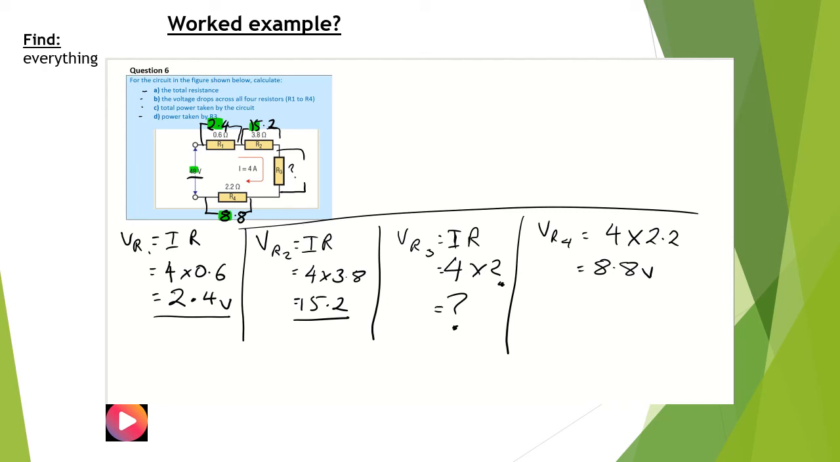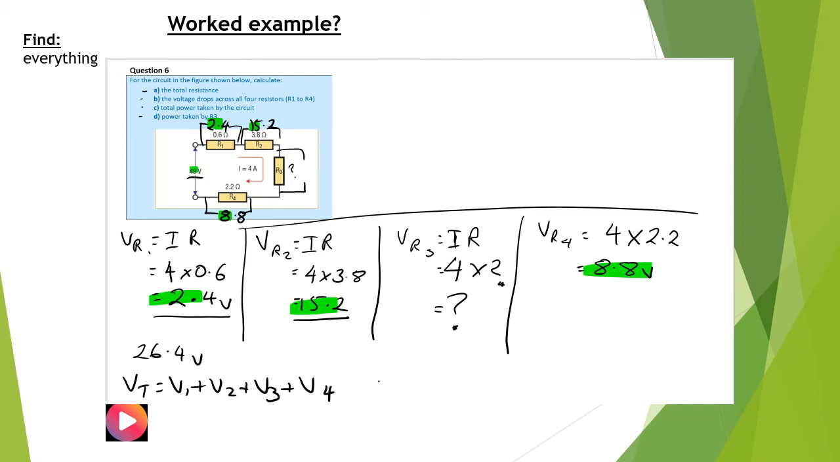2.4 plus 15.2 plus 8.8. Okay, that equals, if we add that plus that plus that, it equals 26.4 volts. And we know that VT is equal to V1 plus V2 plus V3 plus V4.